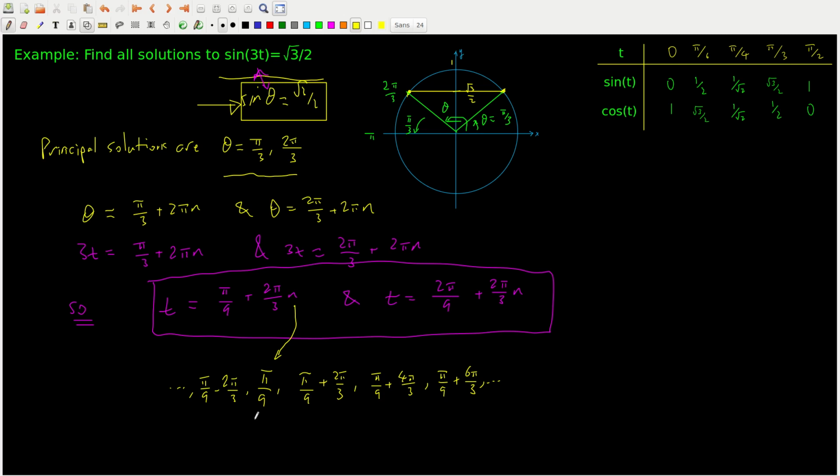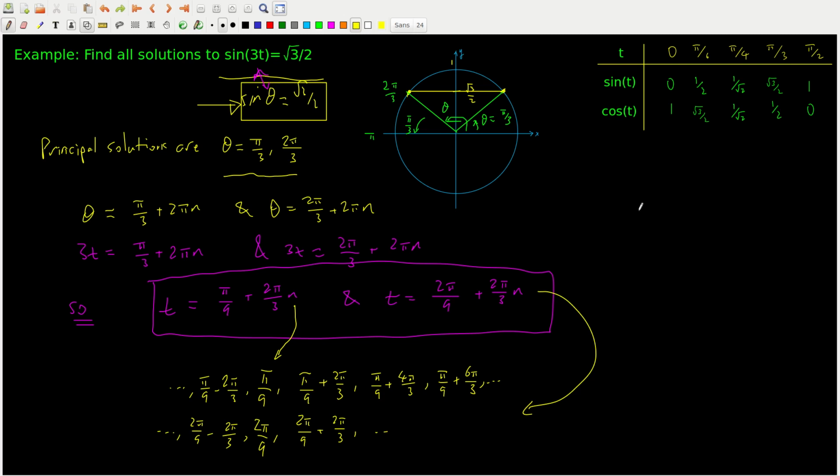And we'd have a similar set of solutions down here for the other equation, right? Because this set also gives some solutions. So it would be 2 pi over 9 plus some values, 2 pi over 3, and so on. In the other direction, we'd have 2 pi over 9 minus 2 pi over 3, and so on. So that we could get all of the solutions from this equation.